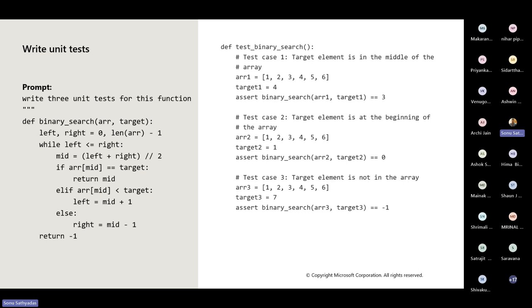Unit test generation. I have already shown an example of how the unit test can be generated. So you can specify the function and provide in the prompt that you want to generate unit tests for the above mentioned function. On the right side, you will be able to see that it is creating a set of unit test cases.